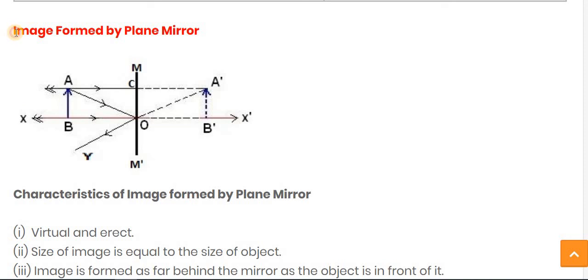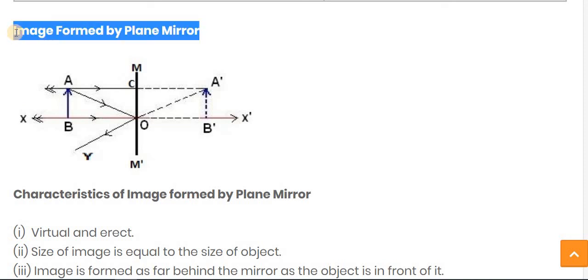Now let's see the next topic, the image formed by the plane mirror. If we take the plane mirror, which kind of image do we get? What are the characteristics of the image that we get? That we have to study in this topic. Here you can see M and M dash, that is the plane mirror. AB is the object and A dash B dash is the image that is formed by these two rays.